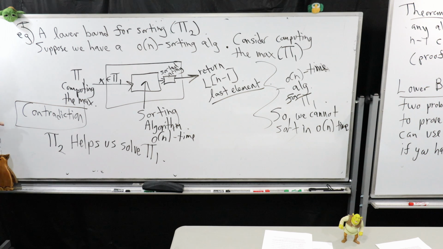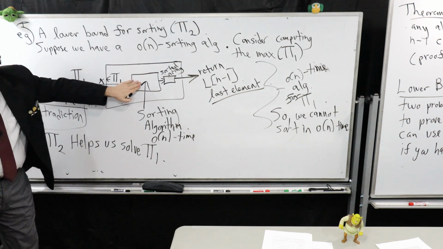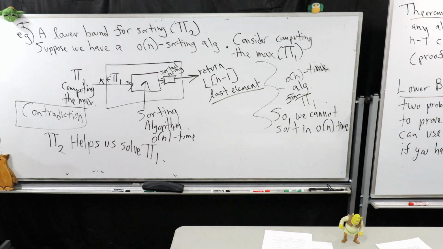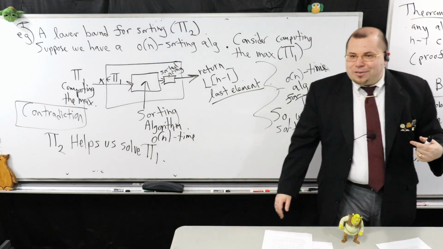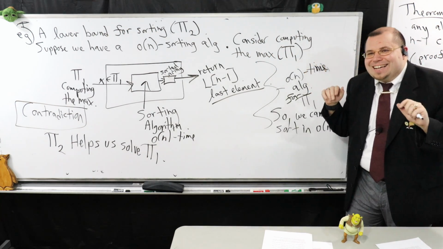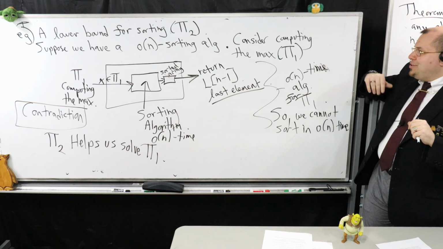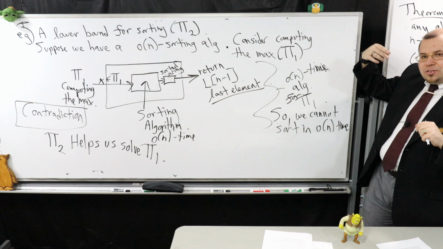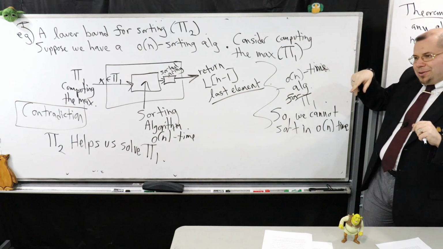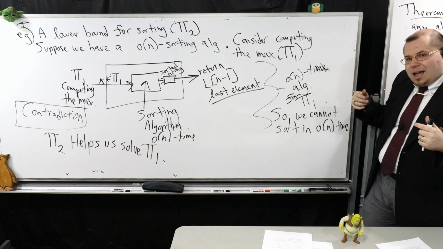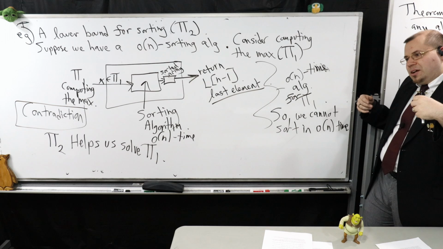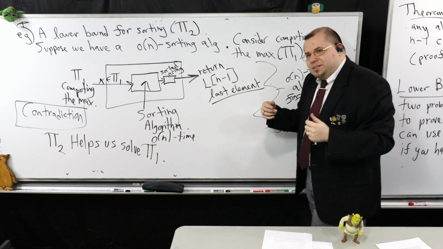It's weird, it's strange, right? I've assumed the existence of an algorithm that, after you walk through the steps, can't exist. Isn't that weird? But using this, we can establish that there is no algorithm that sorts in little o of n time, aka it requires big omega of n time to sort.